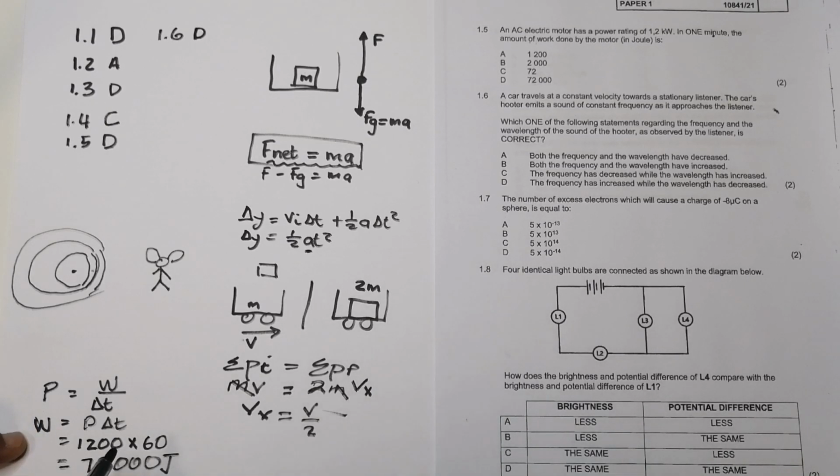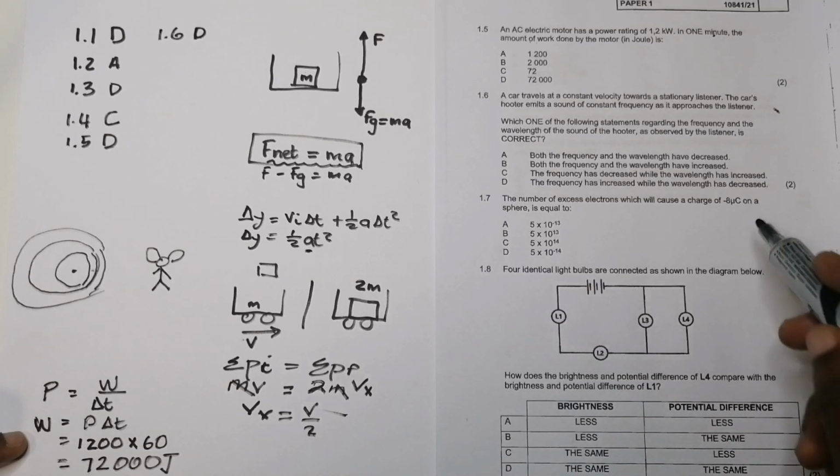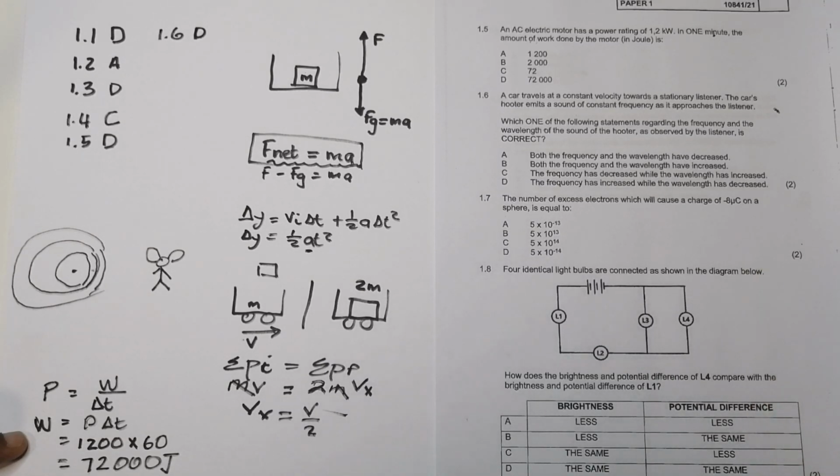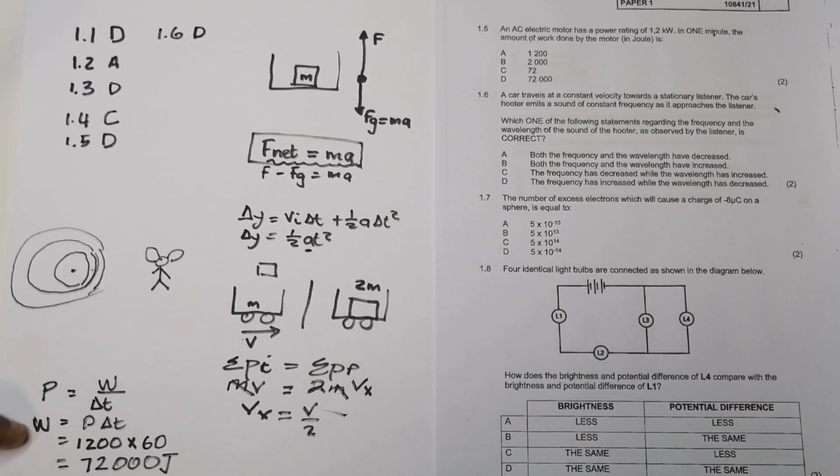Moving right along. They say, the next one. Now we've got the number of excess electrons which will cause the charge of -8 microcoulombs on a sphere is equal to. So in this case, remember, when we've got electrons that are in excess, we know that we're going to have a negative charge, right?